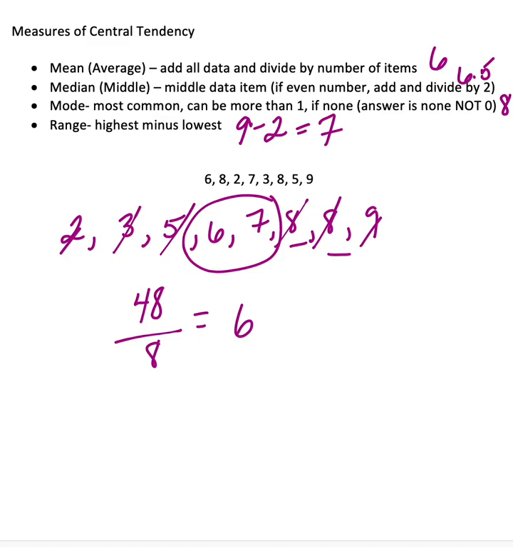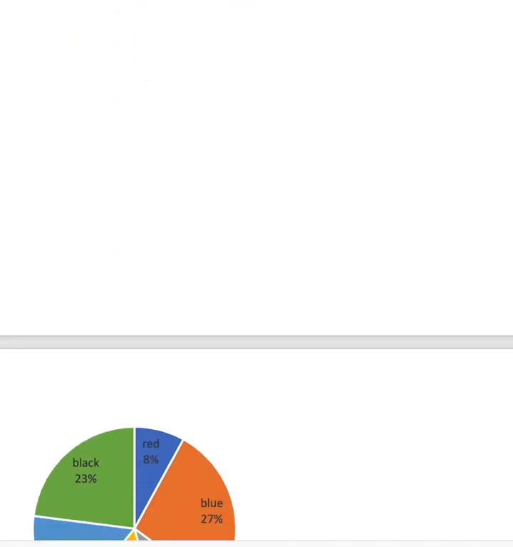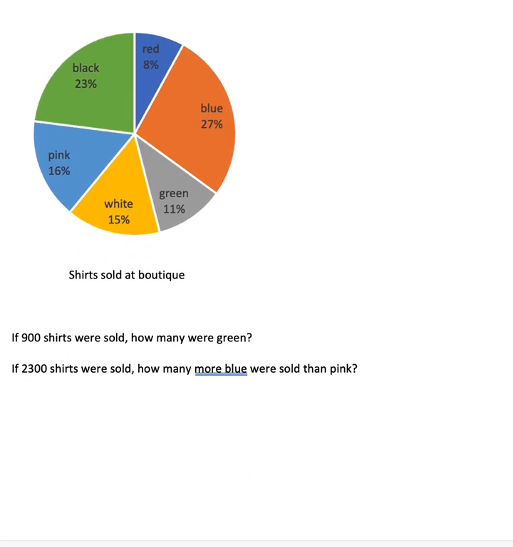Let's take a look at a different type of example. Here we're given a circle graph, and in this circle graph we see colors: black 23%, pink 16%, white 15%, green 11%, blue 27%, and red 8%. These are shirts sold at a boutique. So we have two questions here. If 900 shirts were sold, how many were green? So I go to green, and I look. 11% of shirts were green.